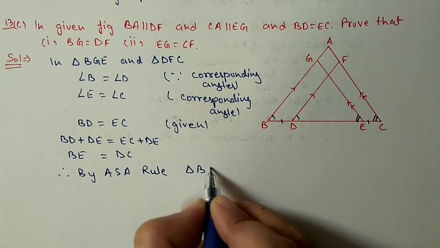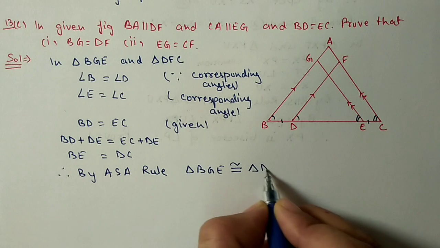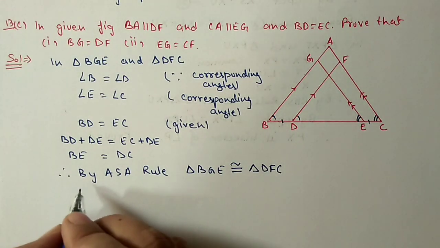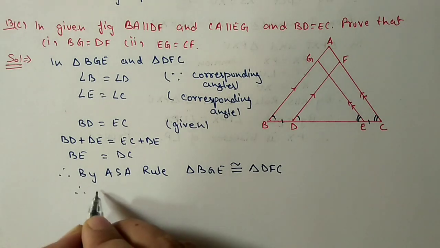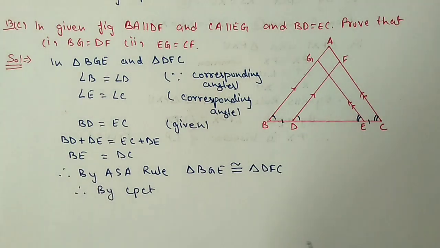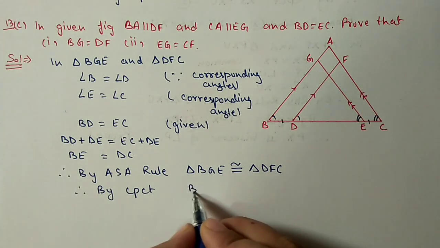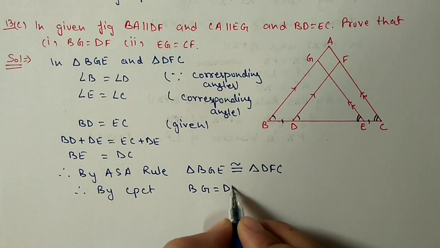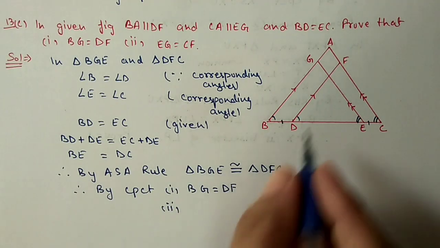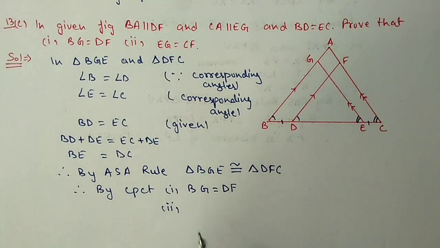triangle BGE is congruent to triangle DFC. These two triangles are congruent to each other. So by CPCT we can say the rest of the corresponding parts will be the same. BG will be equal to DF. This is the first part, and second we can say EG is equal to CF.